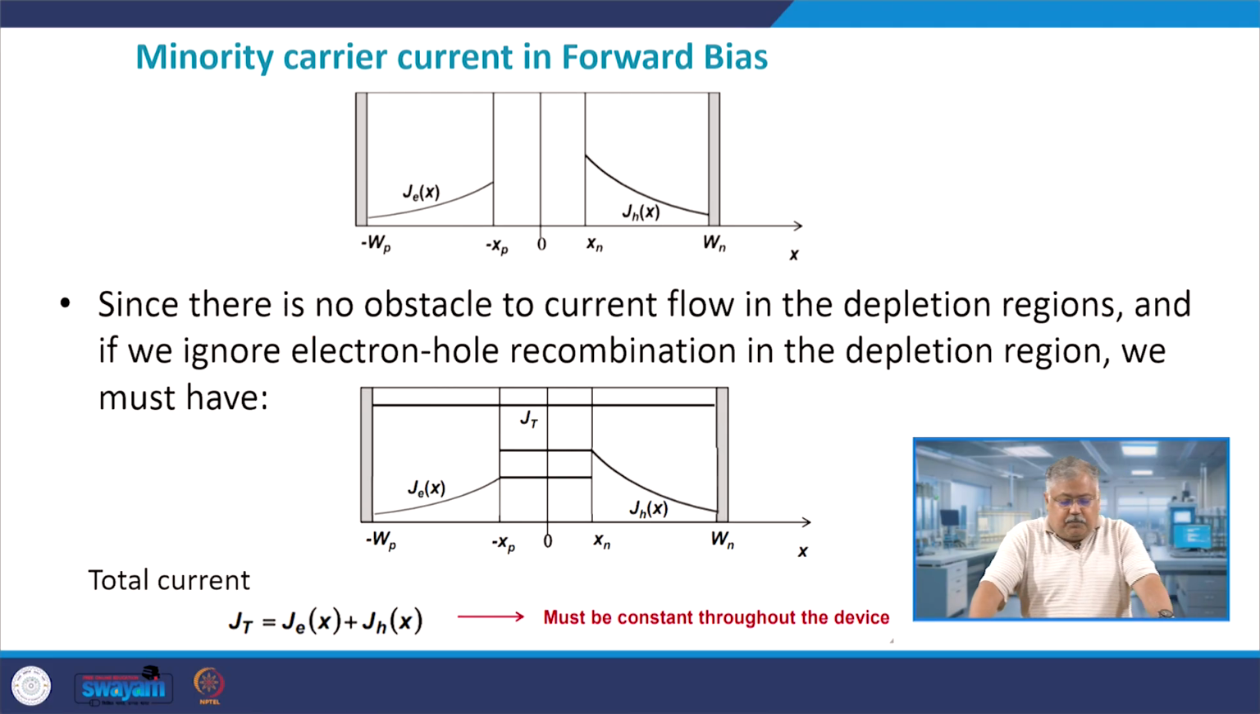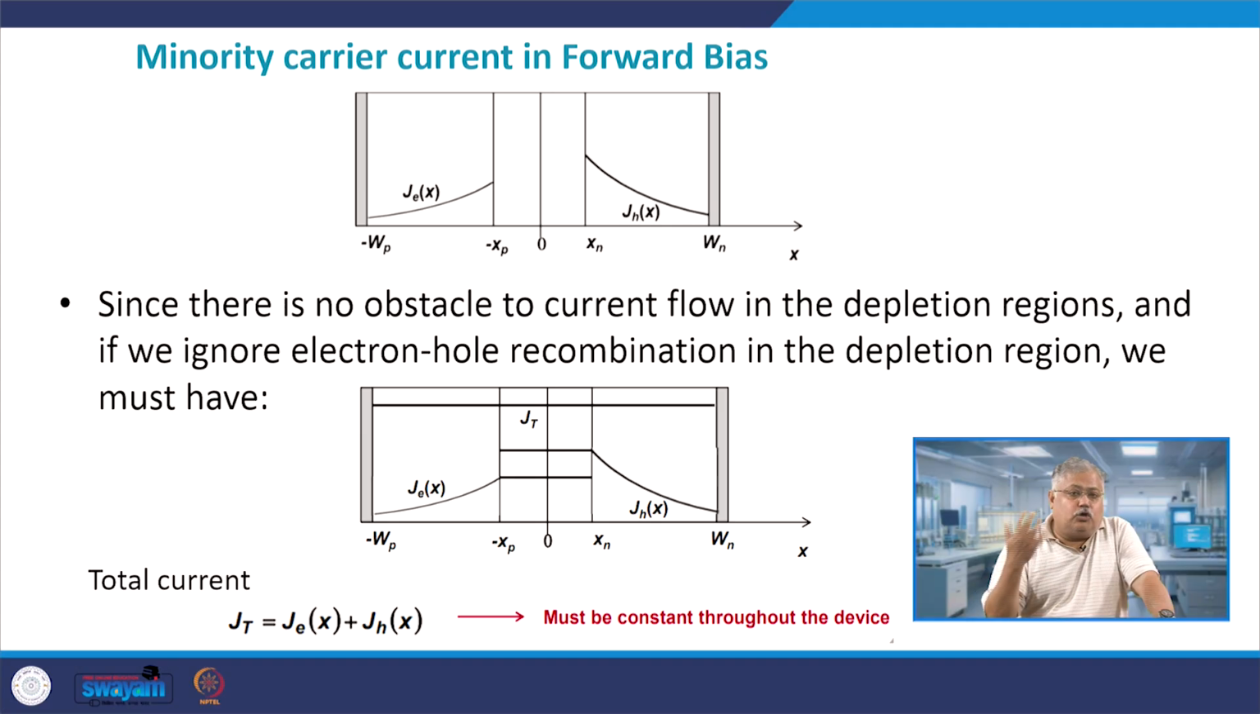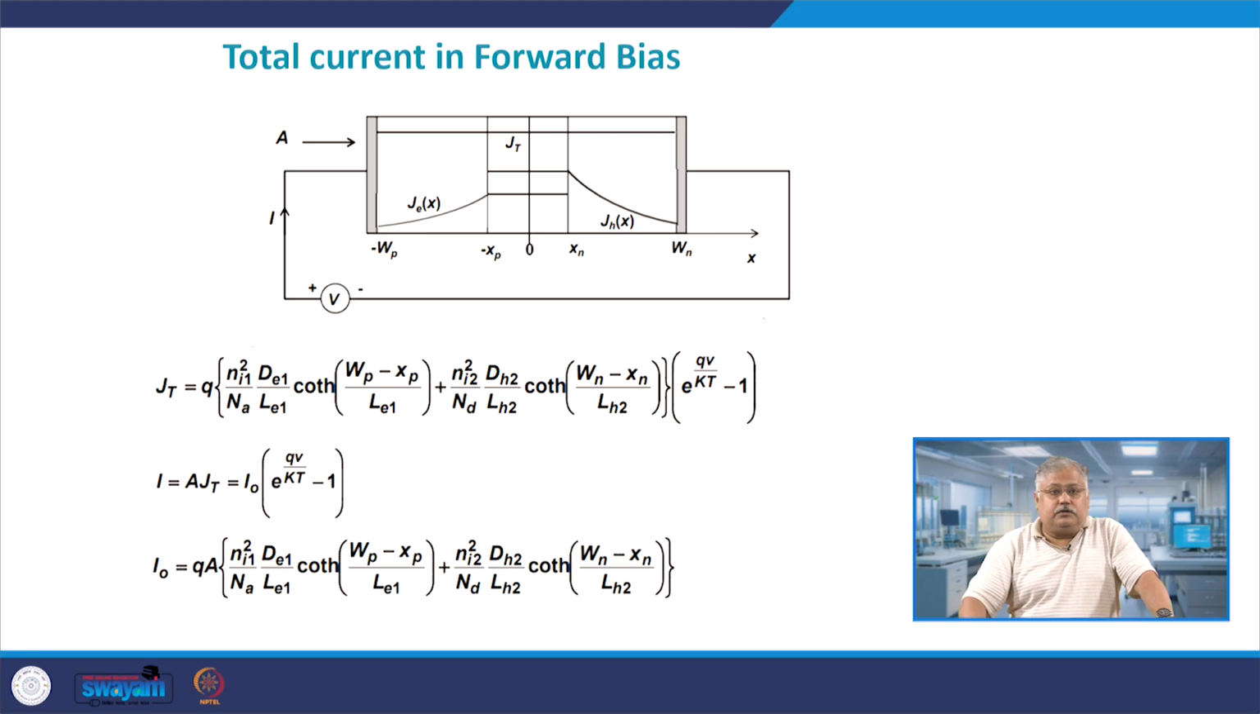Just the last point to keep you in contact with the forward bias. Now, in the depletion region there is no obstacle to current flow, and therefore if we ignore the recombination in the depletion region, we will have the current density almost constant there, which means the current density will show neither an increase nor a decrease at the junction region. The reason is that I ignore electron-hole recombination, so the total current within the depletion region remains almost constant and is given by JEX plus JHX, where JE is the electron current and JH is the hole current.